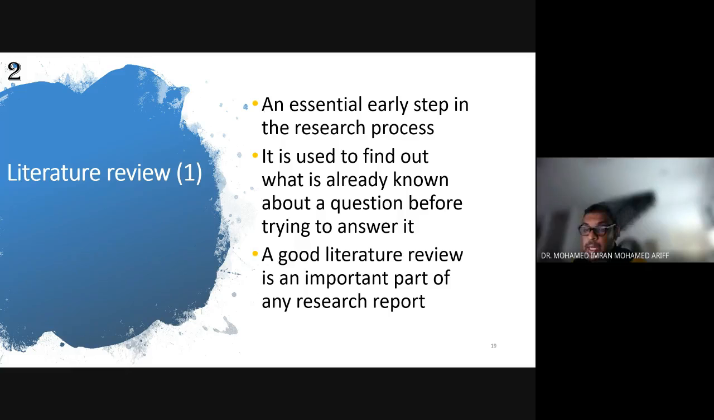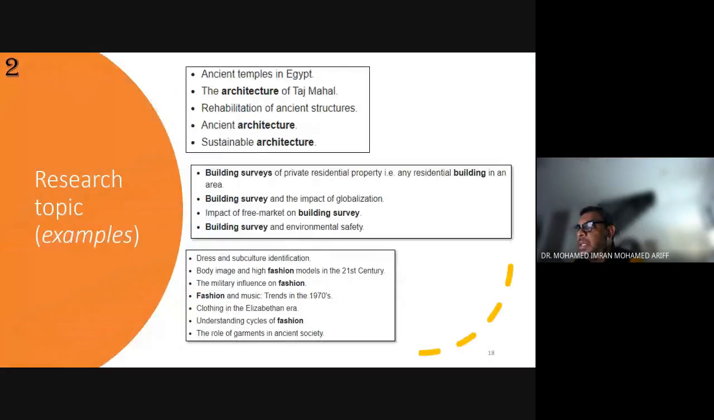Jika awak tak tahu, contohnya balik pada title ini. Let's say saya pilih topik yang paling saya suka, the military influence on fashion. So I need to read everything about the military. I need to read everything about fashion. I need to read everything about the influence on fashion. Tidak kira military atau tak military, I need to look at what is the influence of fashion. Fashion ini berkembang. Macam mana dia berkembang? Apakah yang contributing factors to the influence of fashion? So I need to read everything about it. Based on that, I can come up with my problem and gap. Okay. So that is very important.